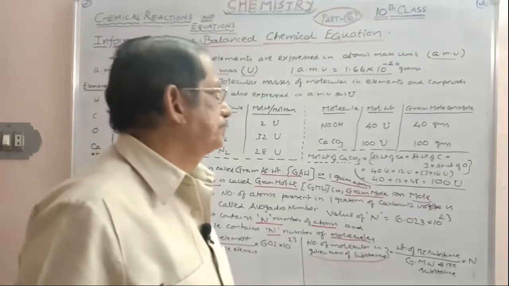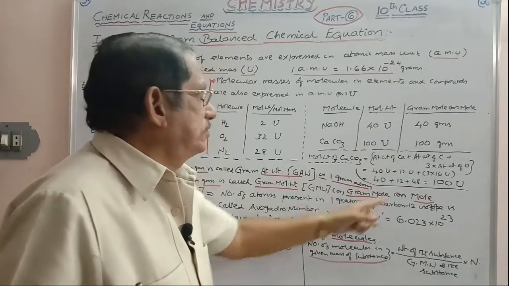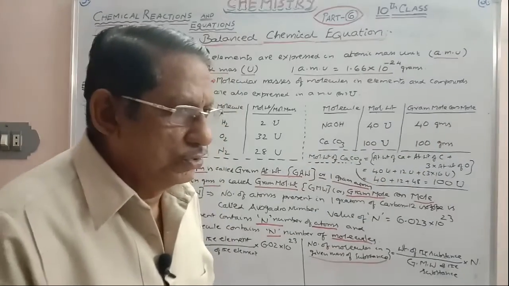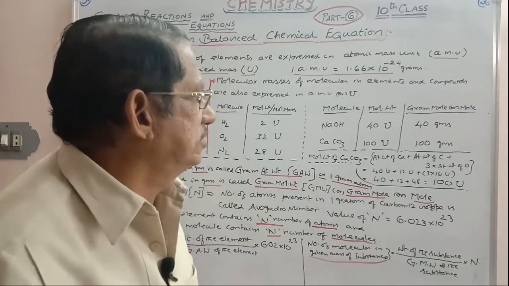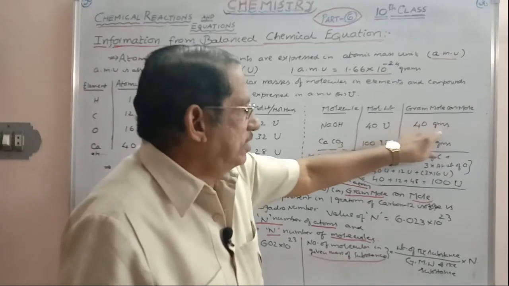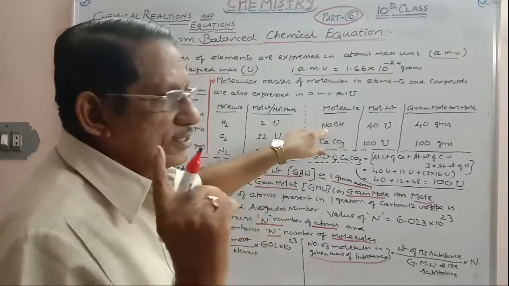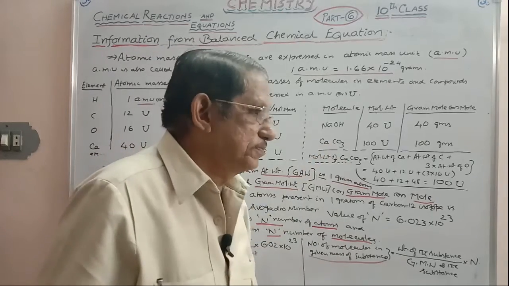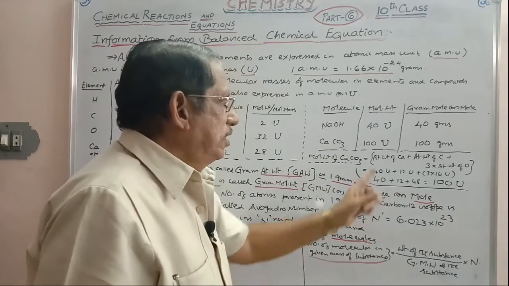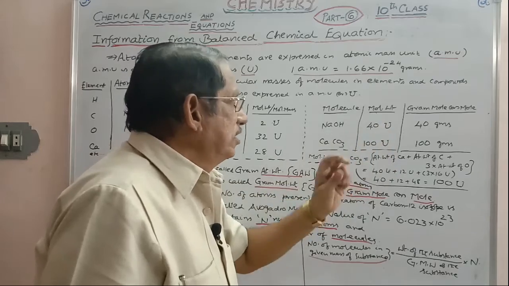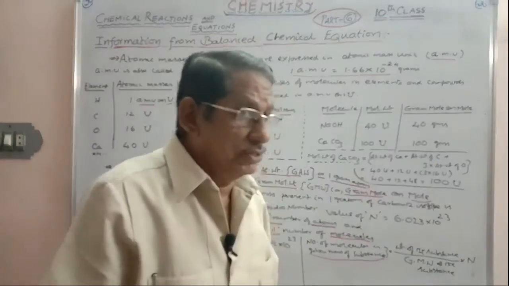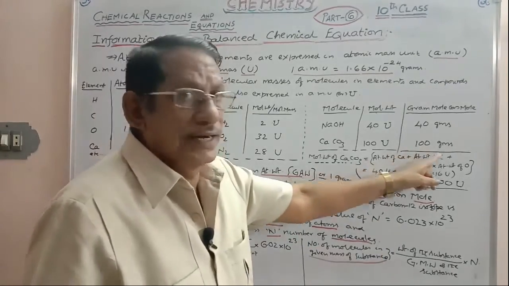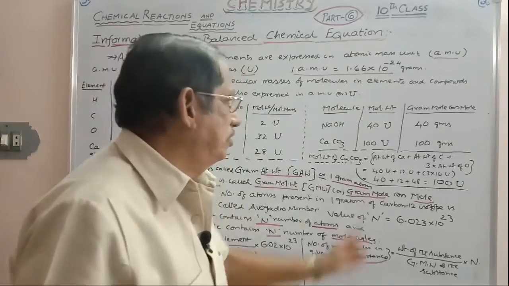When this molecular weight is expressed in grams, then it is called a gram mole or mole. Take 1 mole of sodium hydroxide means you have to take 40 grams. 40 grams of sodium hydroxide is equal to 1 mole of sodium hydroxide. Similarly, calcium carbonate, CaCO3, 100 is the AMU. If you express it in gram mole or gram molecular weight or mole, it is replaced by grams, and so it is called 100 grams. Like that you have to take.